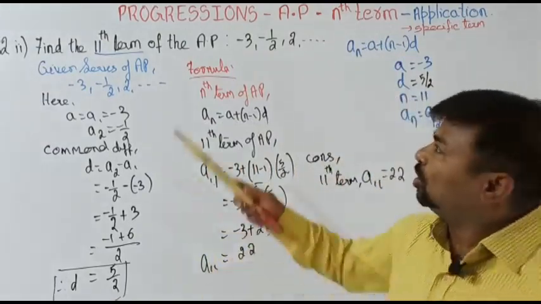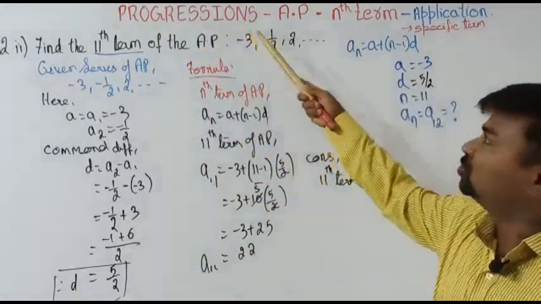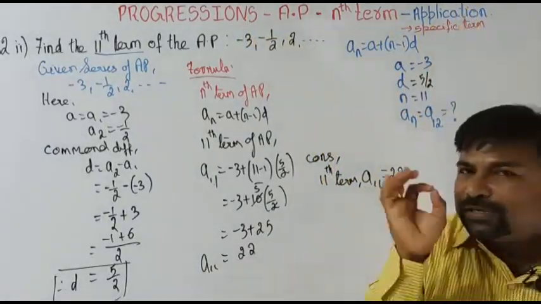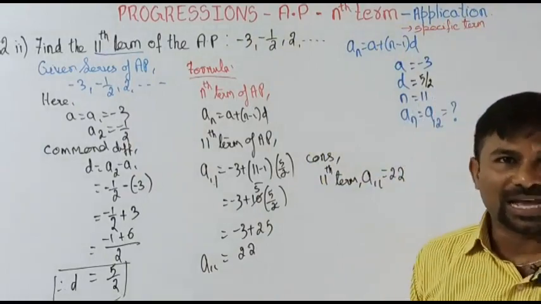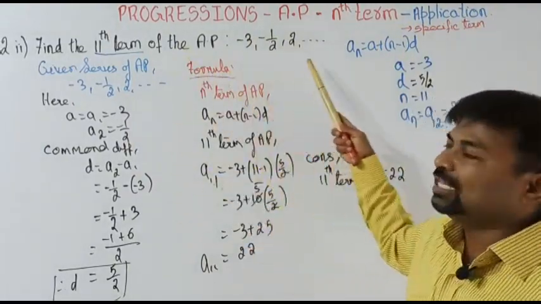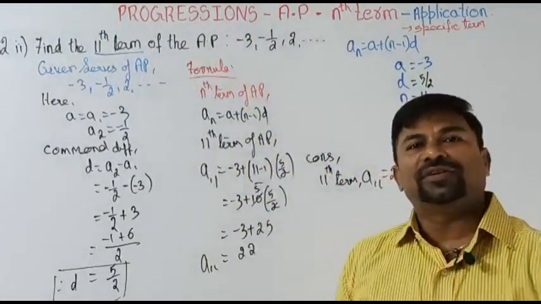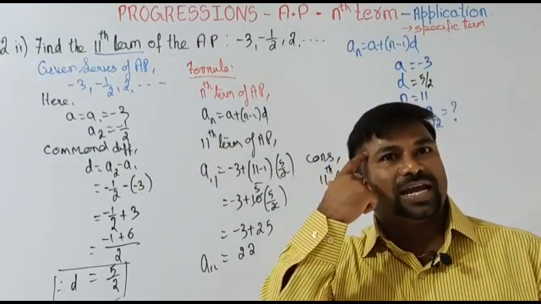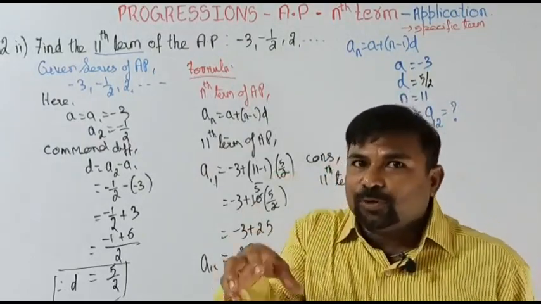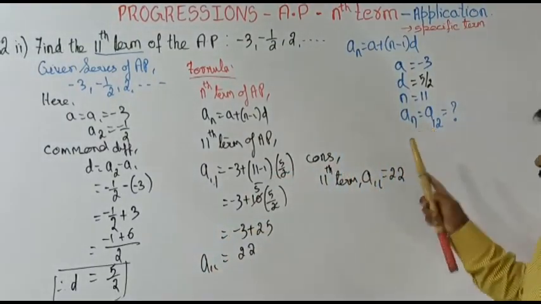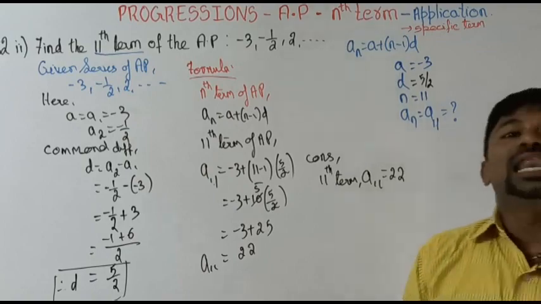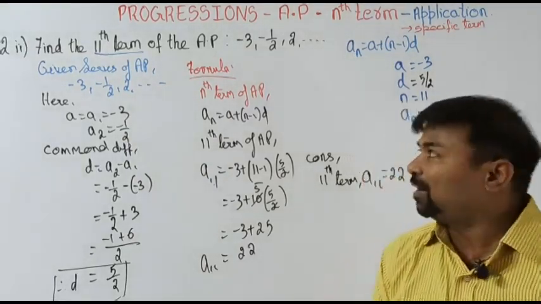Right? So let me recall. We are using the progressions, using the nth term formula, we are finding the specific term. So I have taken an example for you. I have taken a series and the question is, find the 11th term. As soon as he is saying 11th term, I should get an idea that we are supposed to find a11. A11 is the given question for us. So that's the tricky part.